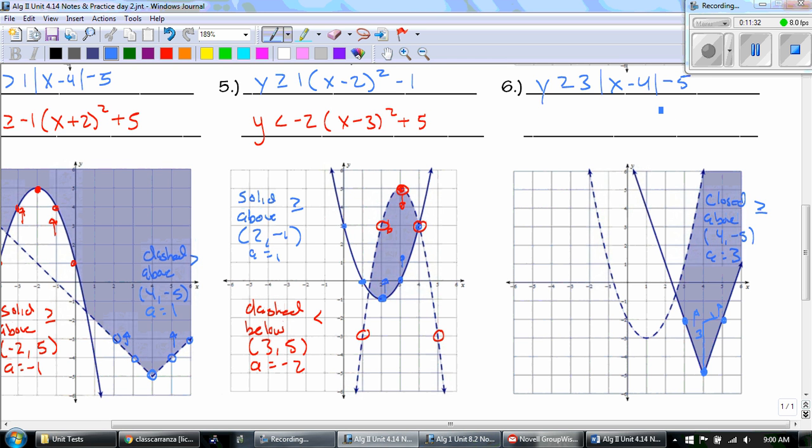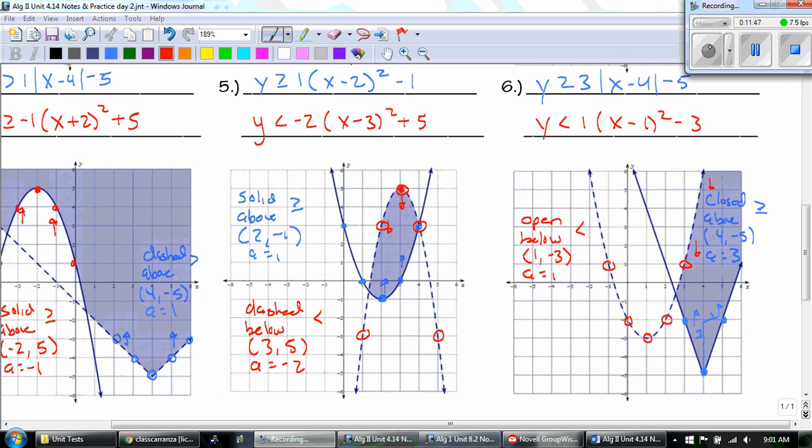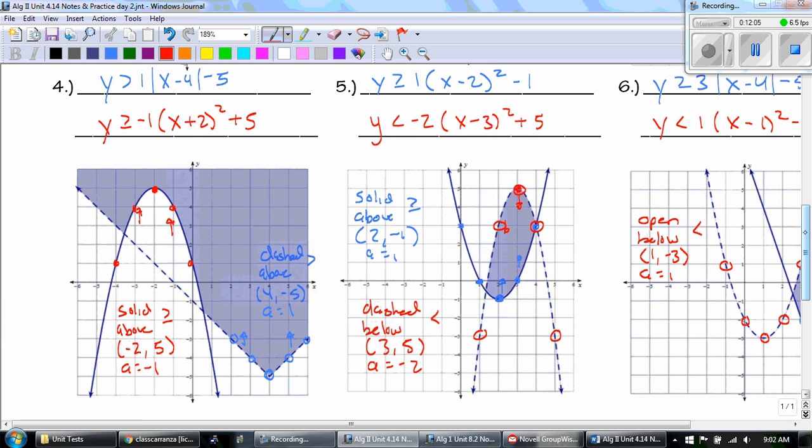Okay? All right, quadratic, you guys are on your own. Go ahead and pause the video, and good luck. Okay, so you should have gotten that it was open and below. A was 1, and then our vertex was 1, -3. So y is less than 1 parentheses x minus 1 squared minus 3. Don't forget the squared.